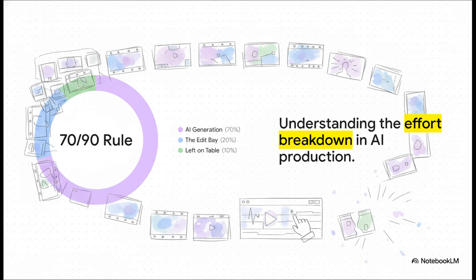Having a pile of beautiful video generations just sitting on a timeline, that's not a film. That is just the first 70%. The AI only gives you the raw visual assets. The next 20% happens exclusively in the edit bay.